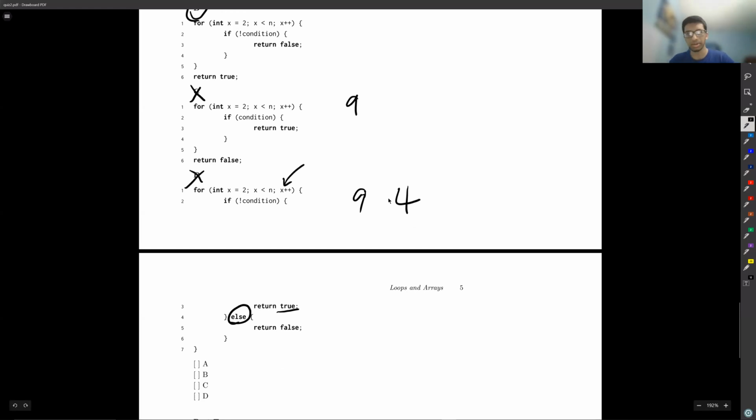The one that I like to think about is that since we have an if else, we're going to be returning a value after the first iteration, which means that we only check for x is 2 and that we're not checking for any of the other numbers, which means that it has to be wrong.